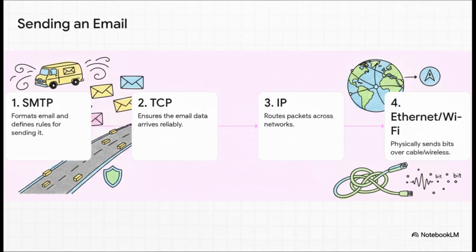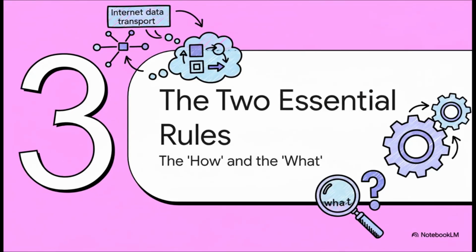Next, the IP protocol acts like a GPS, figuring out the best route for those packets across this huge network of networks. And finally, way down at the bottom layer, things like Ethernet or your Wi-Fi physically turn that data into electrical signals or radio waves and send it on its way. Each layer just does its one job and passes it down to the next. It's beautiful.